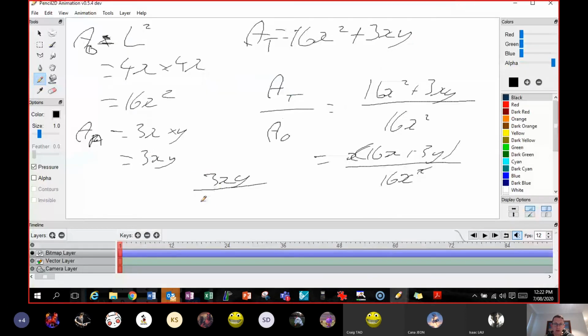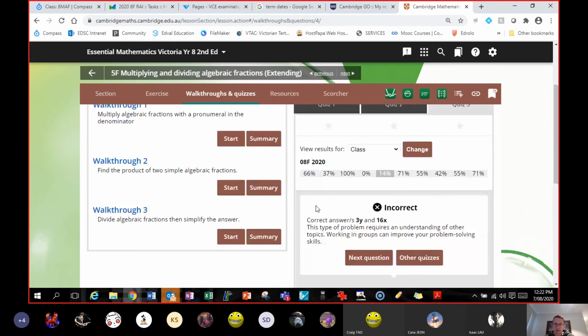Which would be the original area was 16x squared plus 3. Sorry, it's just 16x squared. Let me do that again. So the original area, the new area is 3xy on 16x squared. I can cancel out the x with the x, and that would leave me with 3y on 16x, which probably makes it a bit easier.